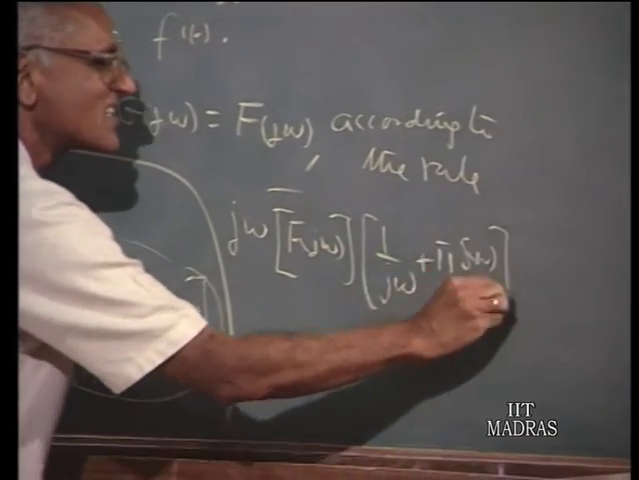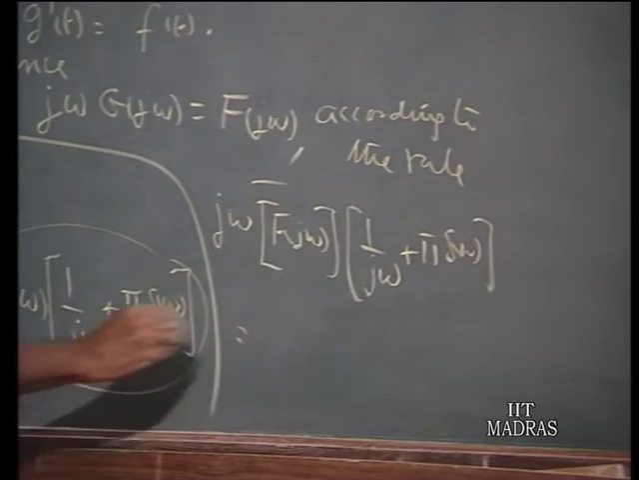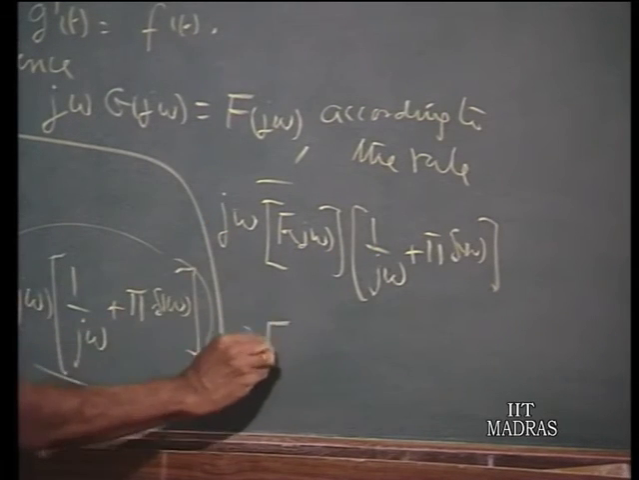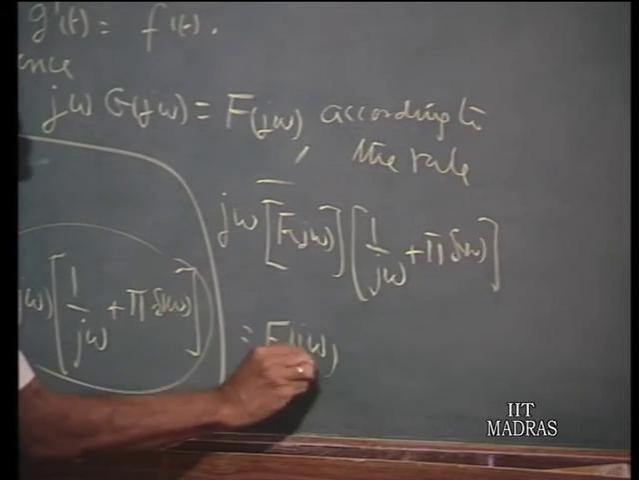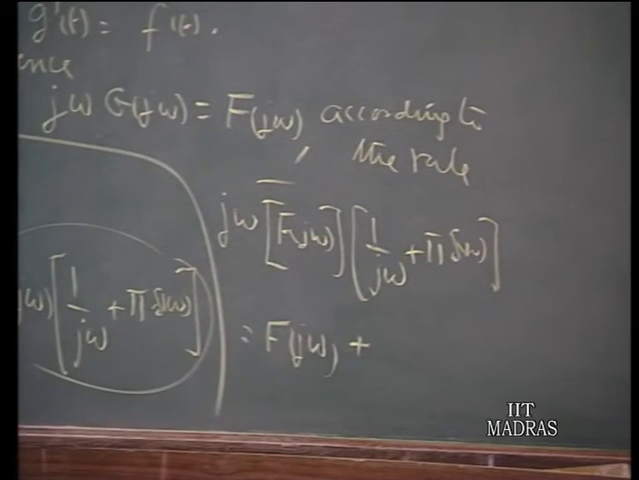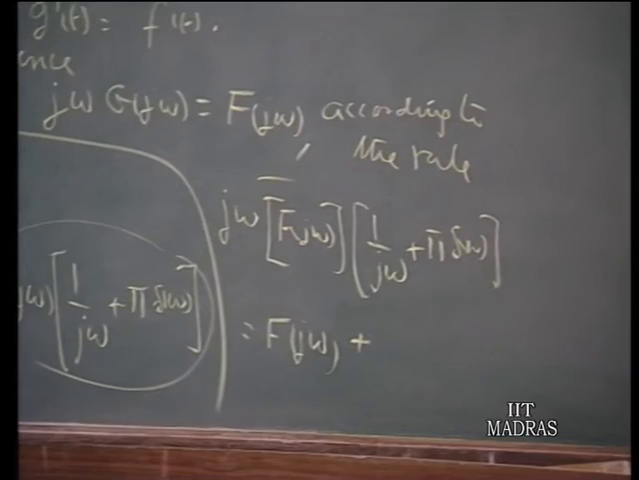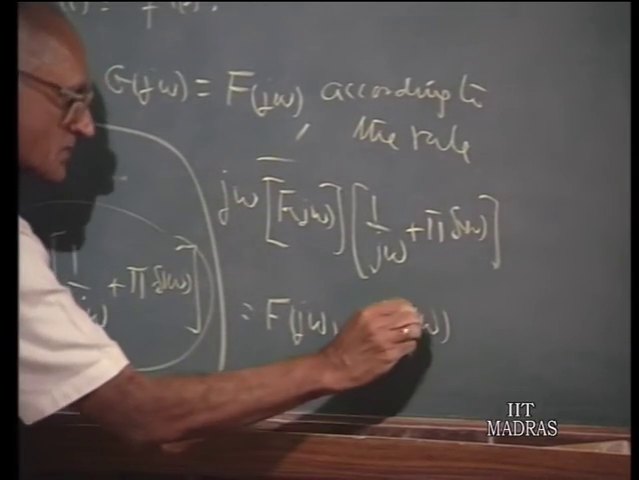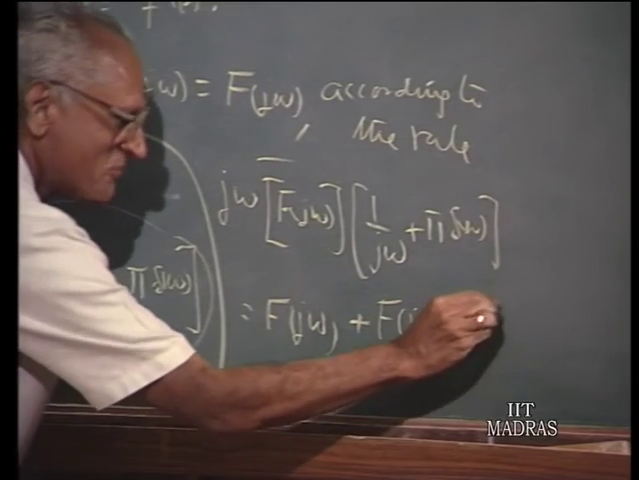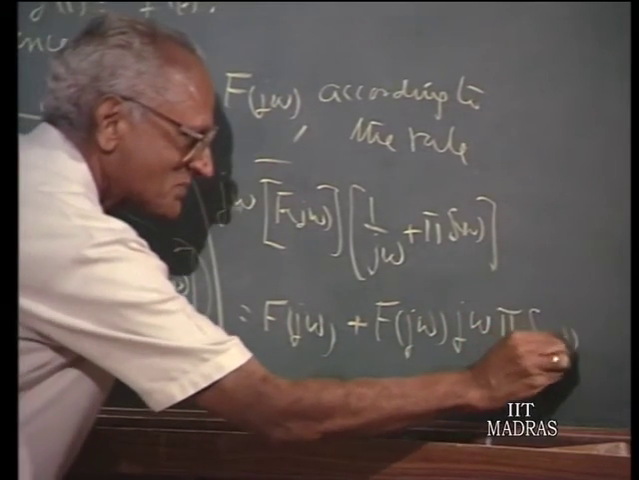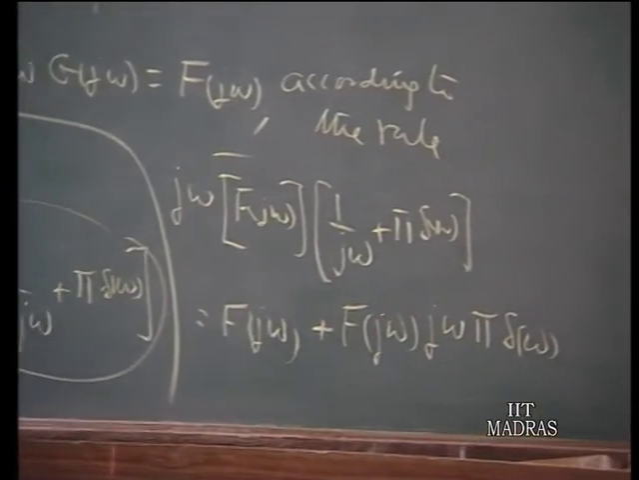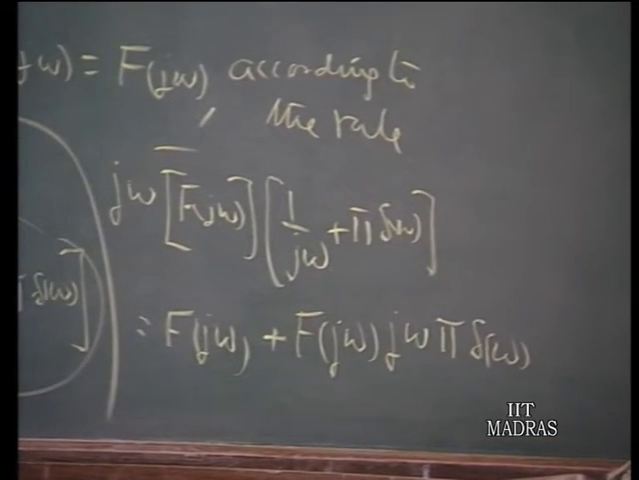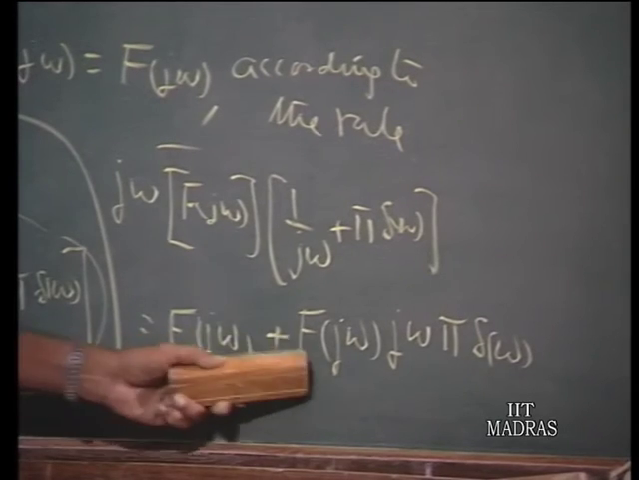If you take that, the product of f of j omega, 1 over j omega and j omega gives me f of j omega, plus I have an additional term which is f of j omega pi delta omega. Now, what we would expect is this should result in f of j omega, but we have an additional term.